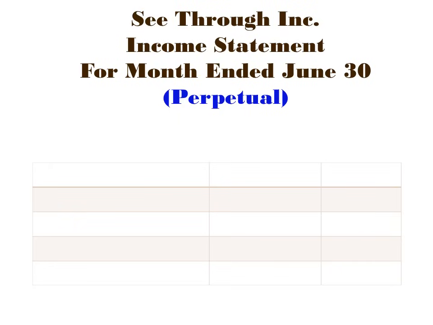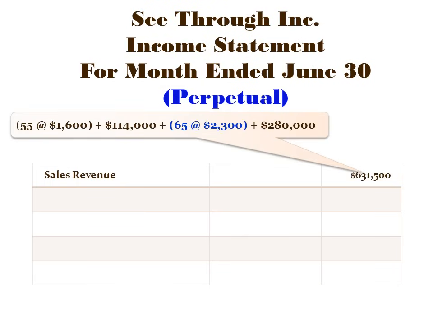We start off with our sales revenue. Now, how do we get the sales revenue? We go back to our question and we pick up all the sales. This is where the selling prices would come in. So on the 5th of June, 55 at 1.6. On the 10th of June, the total sales, 114. On the 18th of June, 65 at 2.3. Plus on the 27th, the sales there was for 280,000. So we add these four pieces together to get total sales revenue of 631,500.